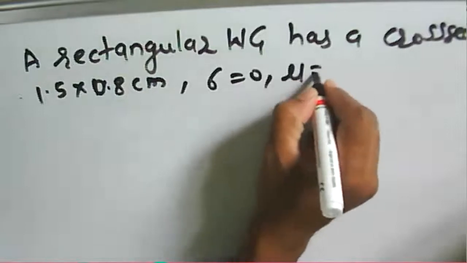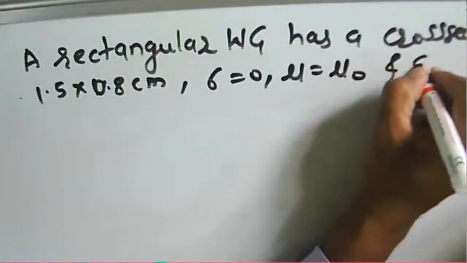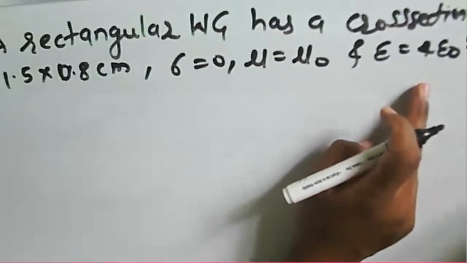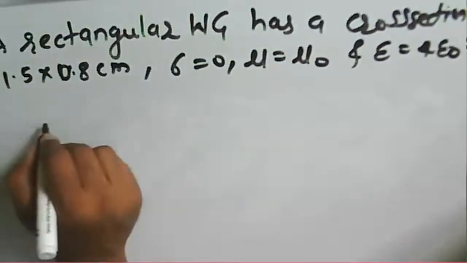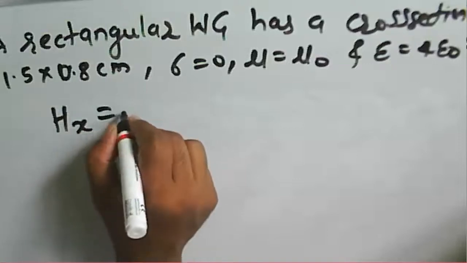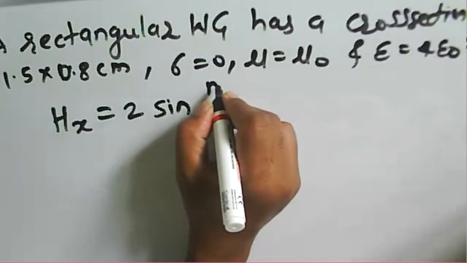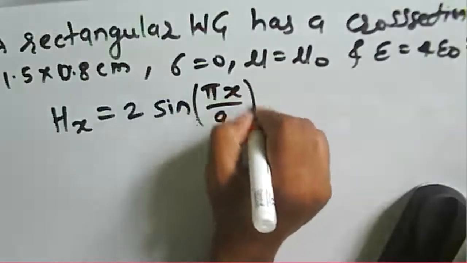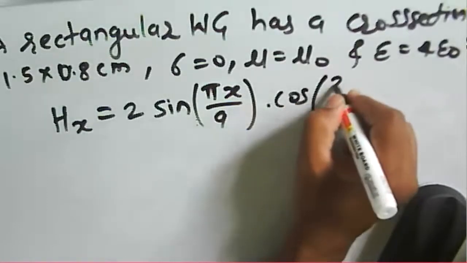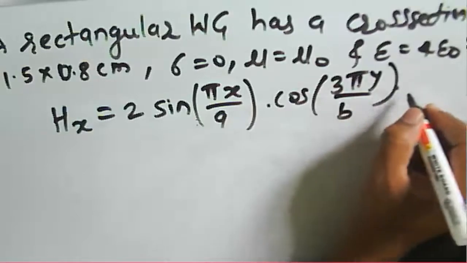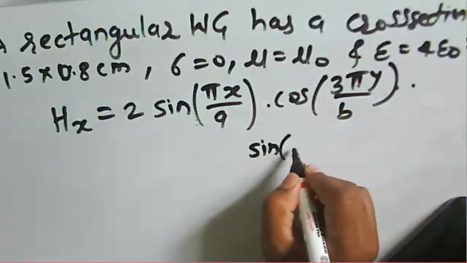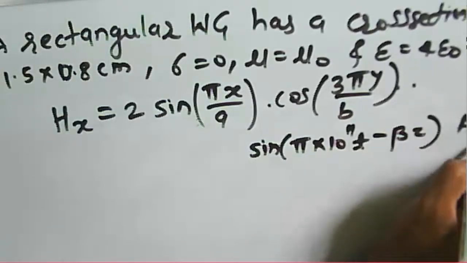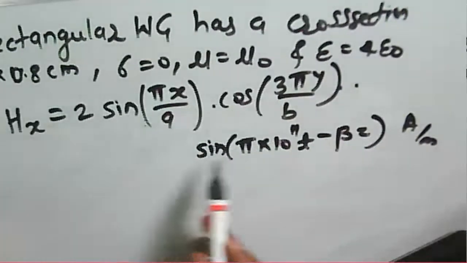Sigma is equal to 0, mu is equal to mu 0, and epsilon is equal to 4 epsilon 0. The magnetic field component is given by Hx is equal to a sine of pi x by a, cos of 3 pi y by b, into sine of pi into 10 to the power 11 t minus beta z, ampere per meter. So this is the given magnetic field component.